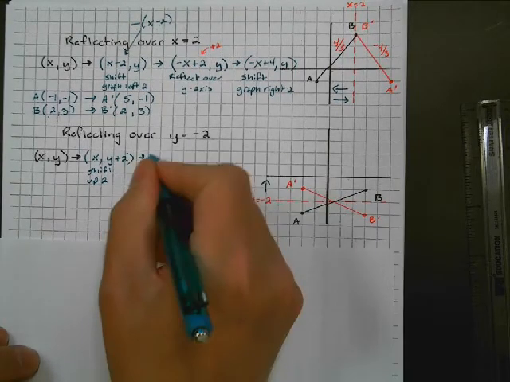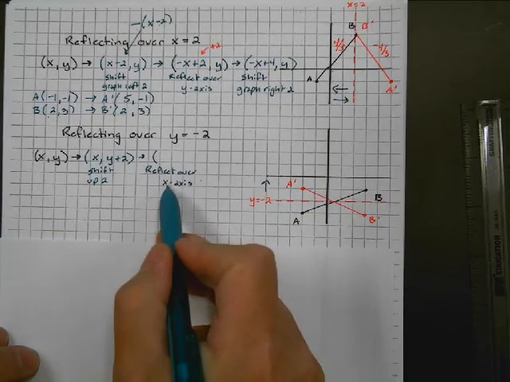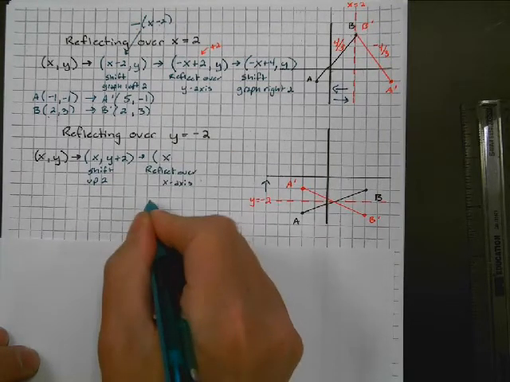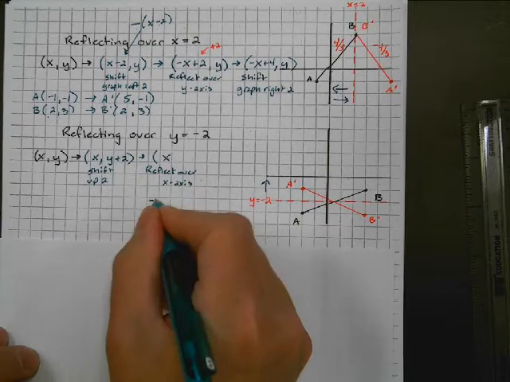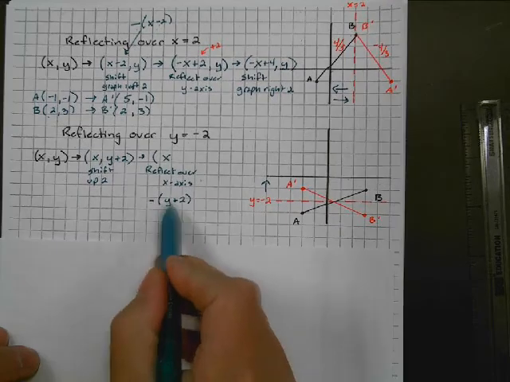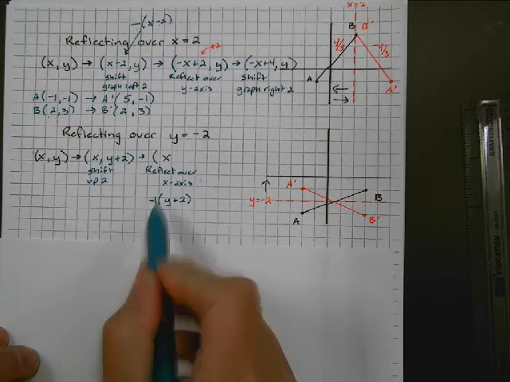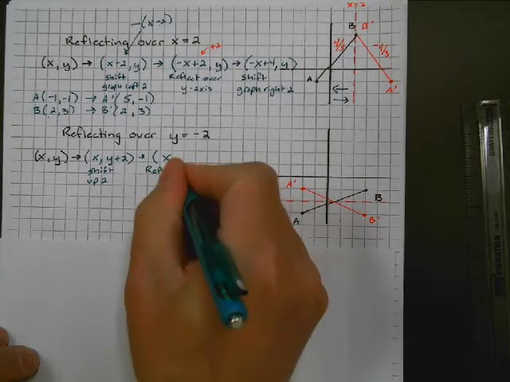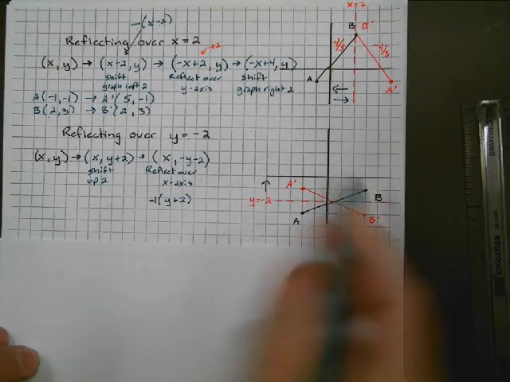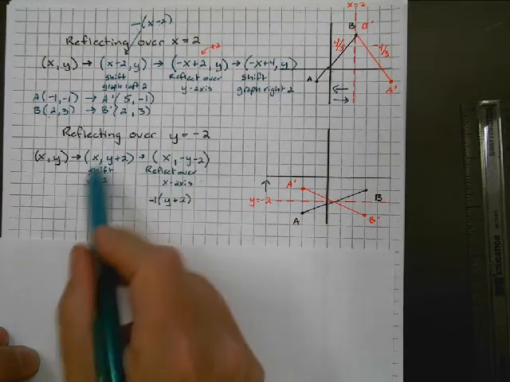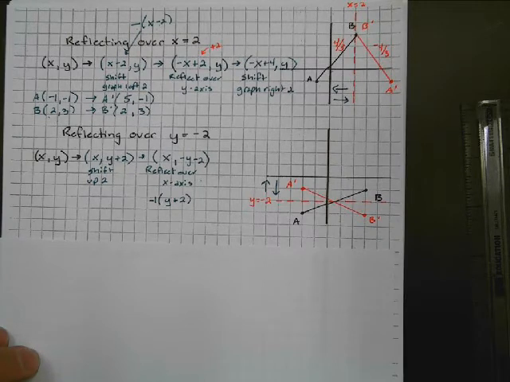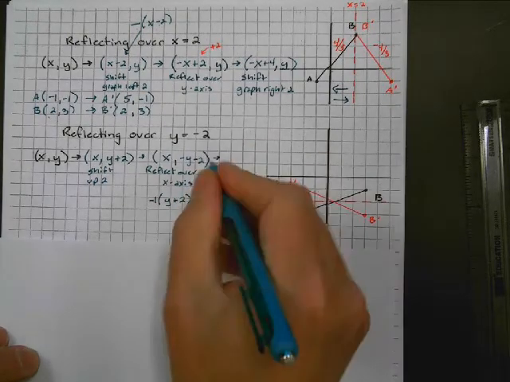And we said when we reflect over the x-axis, the x stays the same and the y changes its sign. So the x stays the same, the y right now is y plus 2. So if I do negative (y plus 2), I get negative y minus 2 because I'm going to distribute the negative 1. So this would be (x, negative y minus 2). Okay, I cannot end here because I shifted the graph up 2. I now need to shift the graph back down to where it should be. So my last step is to shift down 2.